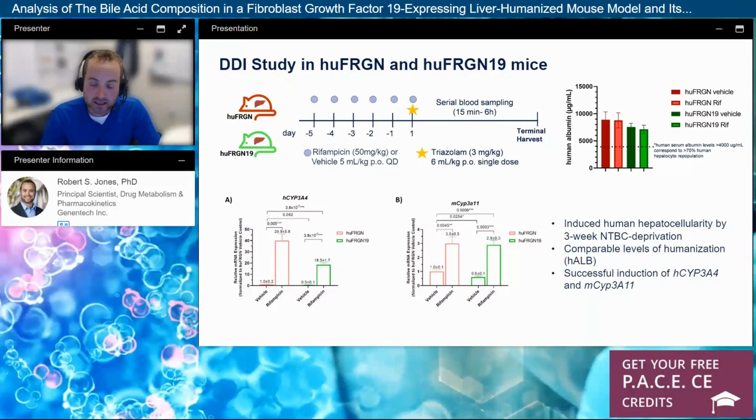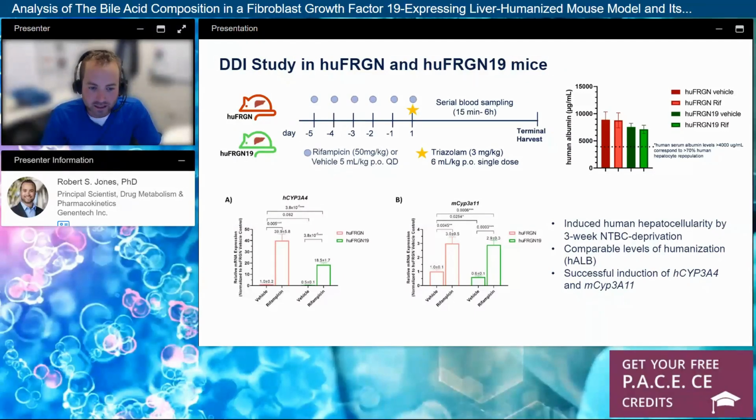Taken together, in total, we see successful induction of CYP3A4. We see primarily human albumin circulating in the serum of these mice. We are able to recapitulate this particular human-specific drug-drug interaction in these mice. And so we are very happy to see that.